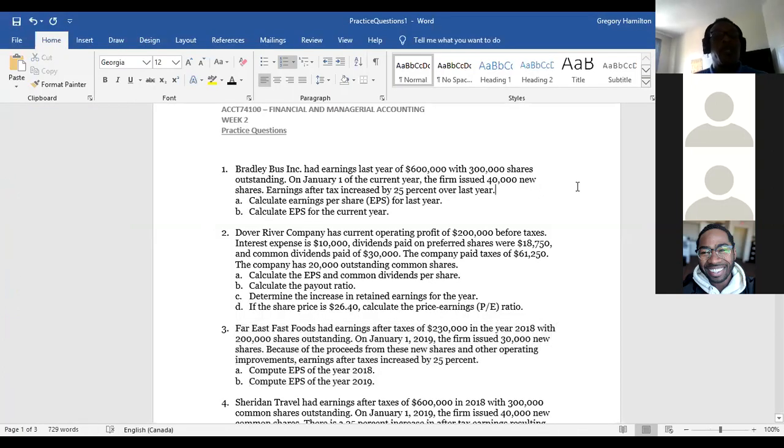The first one says, Bradley Bus Inc. had earnings last year of 600,000 with 300,000 shares outstanding. On January 1 of the current year, the firm issued 40,000 new shares. Earnings after tax increased by 25% over the last year. A: calculate earnings per share for last year.